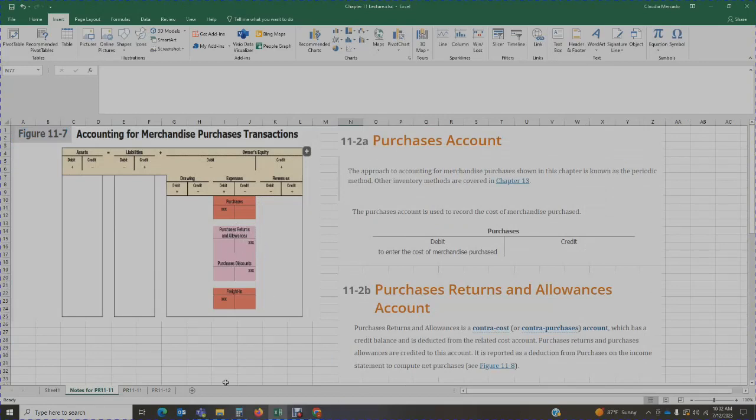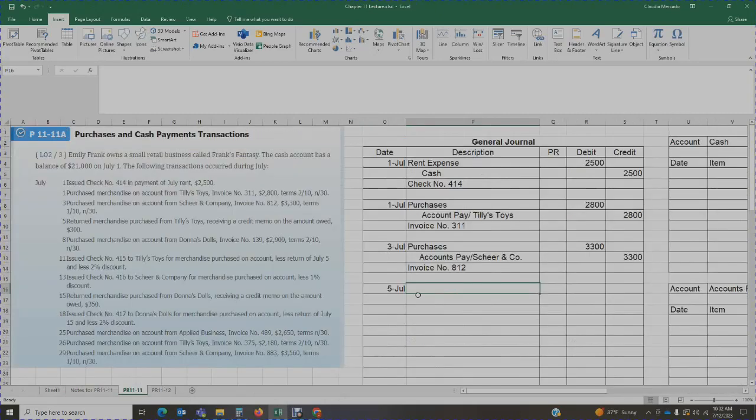Okay, so what's going to happen? Okay, let's look at Tilly's Toys right here. Okay, we made a purchase of $2,800 and we set up an accounts payable. That way I can know that we owe Tilly's Toys $2,800. Okay, now what's going to happen is I'm going to update the accounts payable because I no longer owe all of the amount because I returned some merchandise. Okay. And what's going to happen? Well, because I made a return, I'm going to credit my purchases, returns, and allowances.